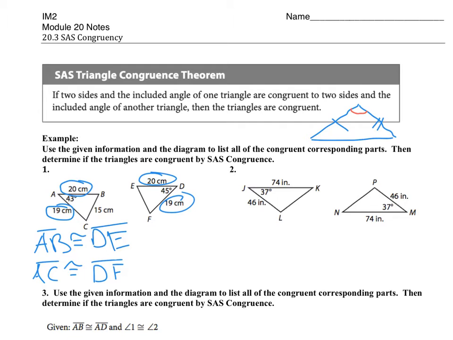So notice both of them, I start at A, where the angle is given, and go away. And so we need to make sure we match that direction the same. So then the included angle is 43 and 45. And since 43 does not equal 45, we would say that this is not congruent.